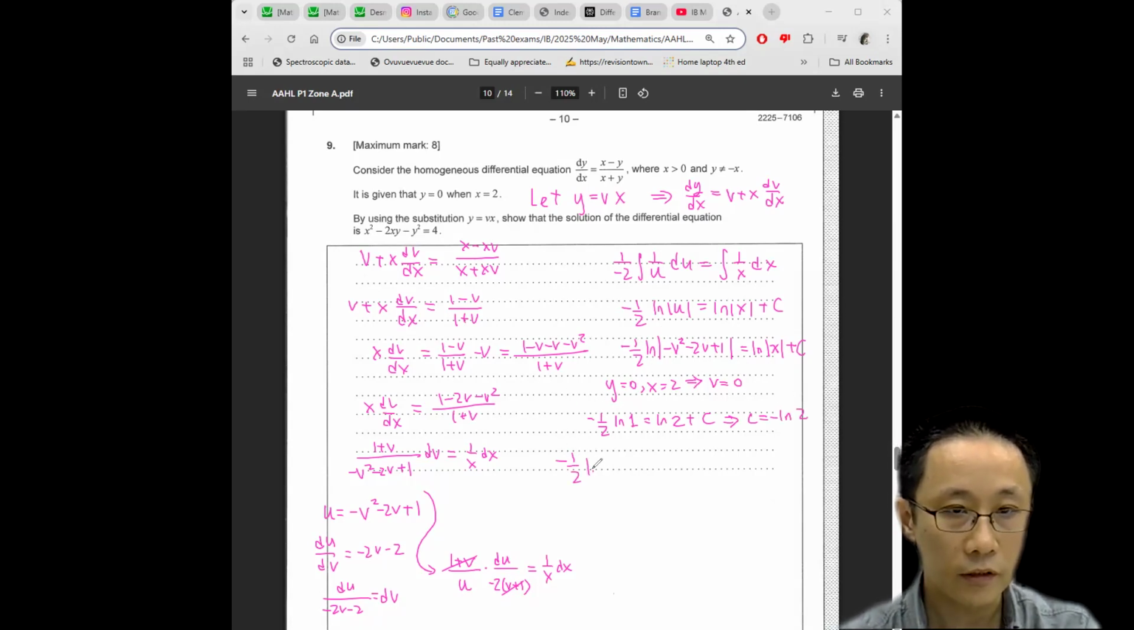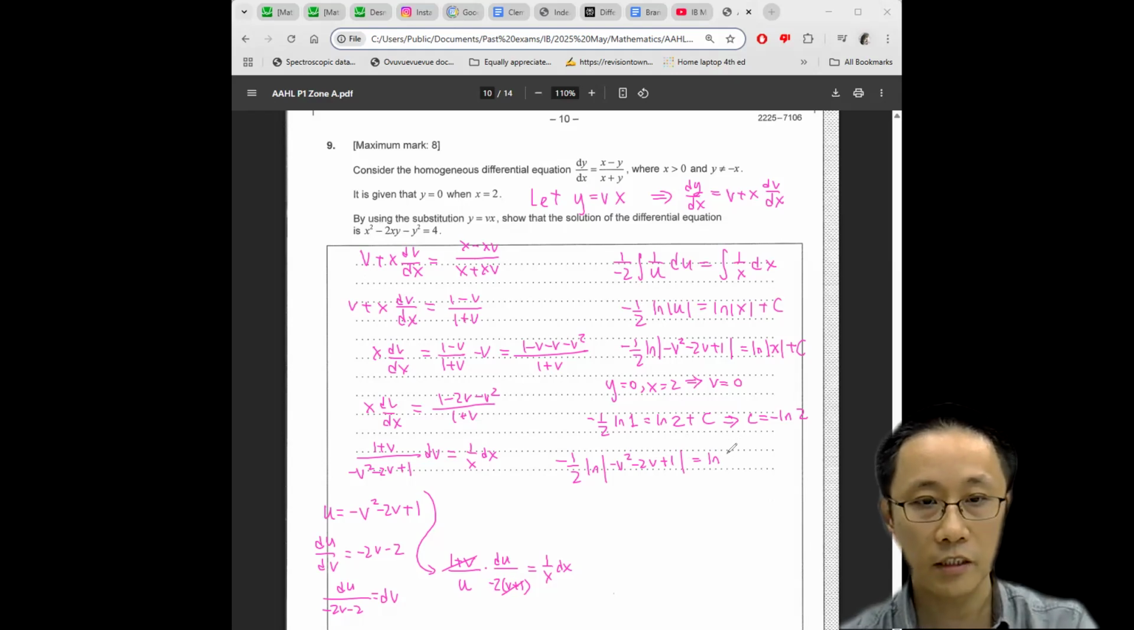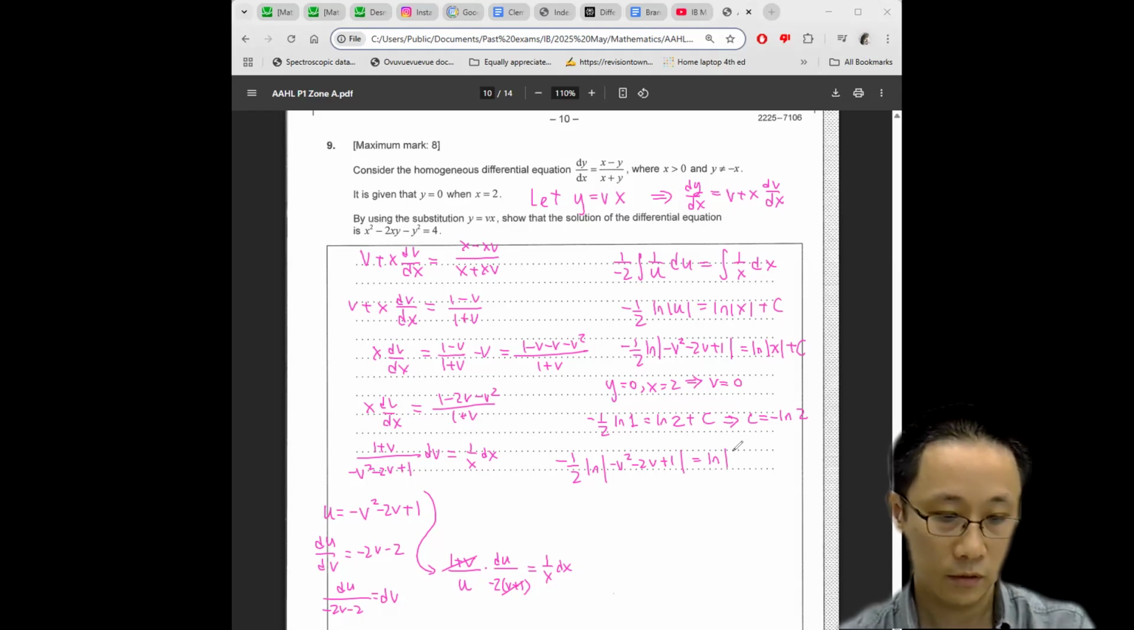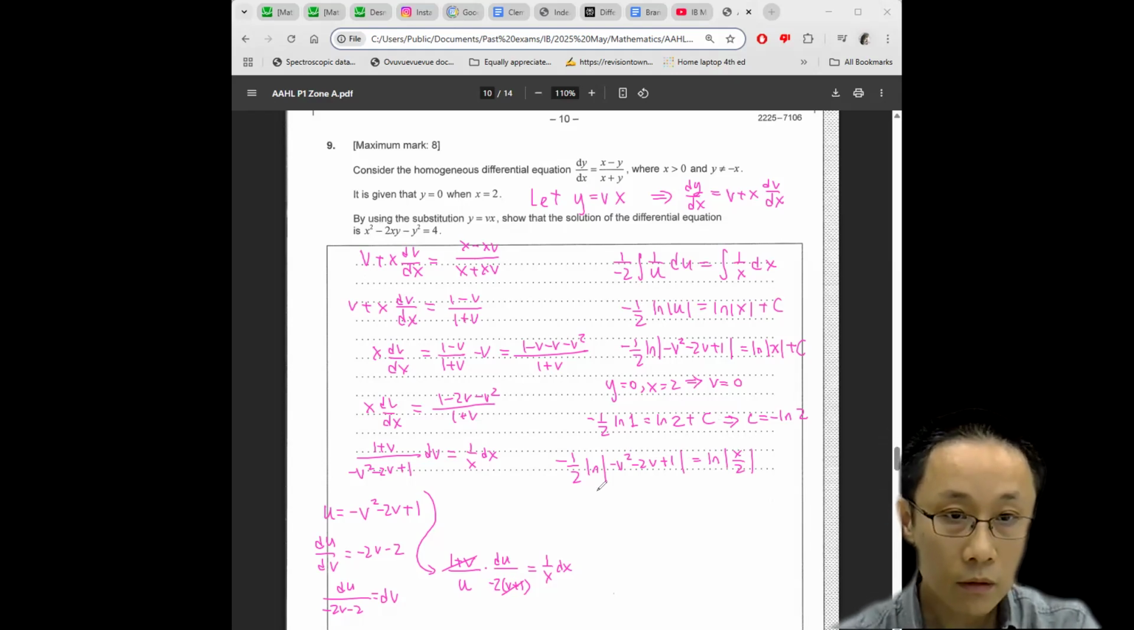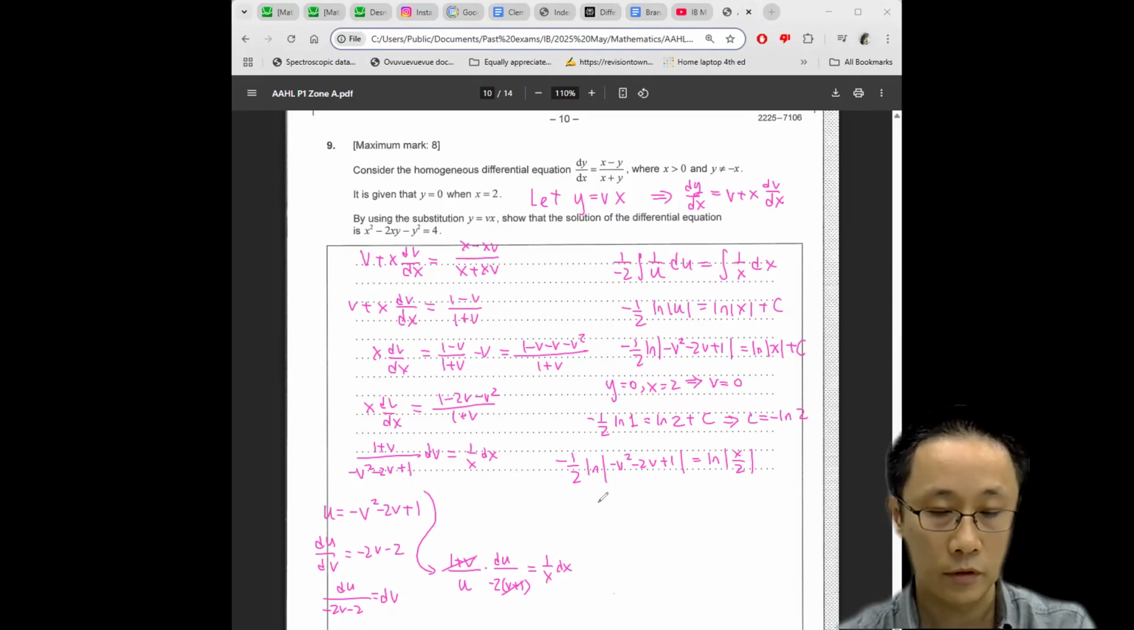So minus half ln of minus v squared minus 2v plus 1 equals ln x minus ln 2, which I'm going to rewrite as ln x over 2. I'm going to multiply both sides by negative 2 and then move the power into the x over 2.